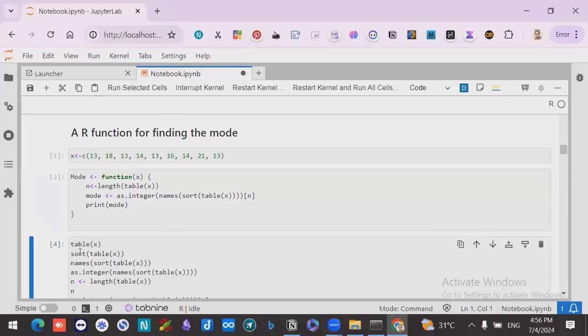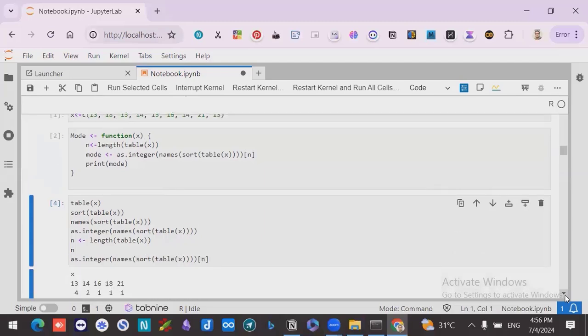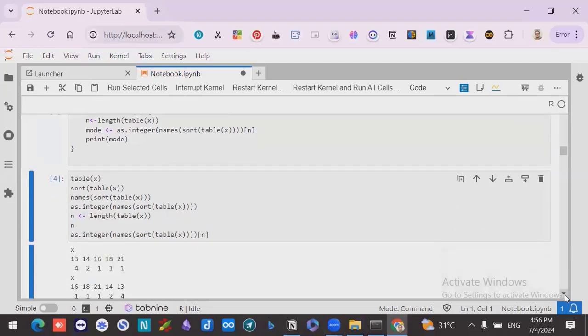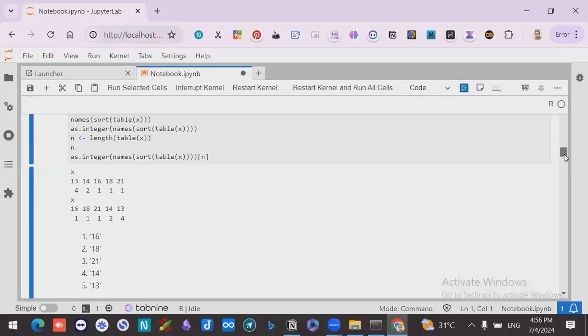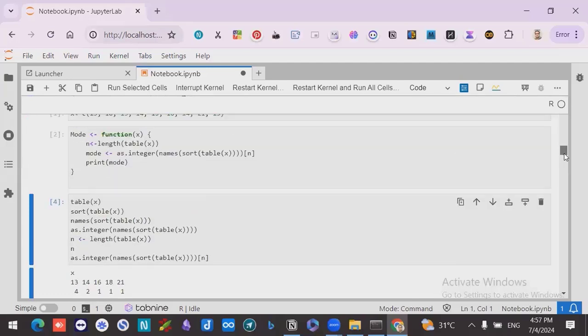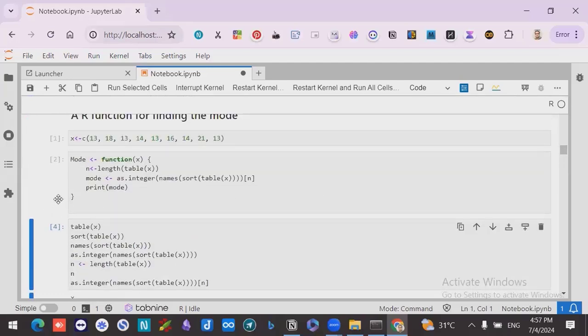That is fine. This is just a function, to find the mode, the most repeated values. So typically just try it here.